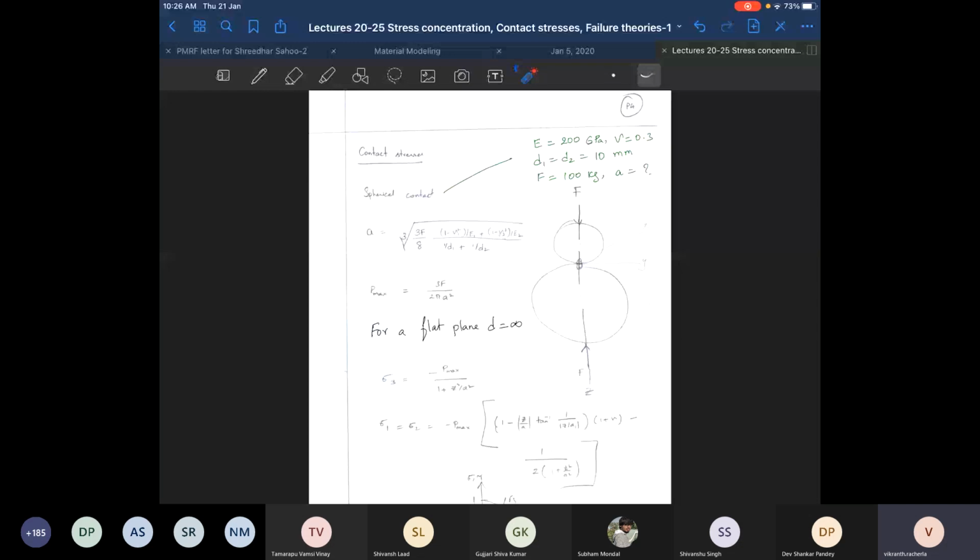And in fact, if you use FEM, you basically get the stresses at all locations within the part, not just at the critical location. All right, next.